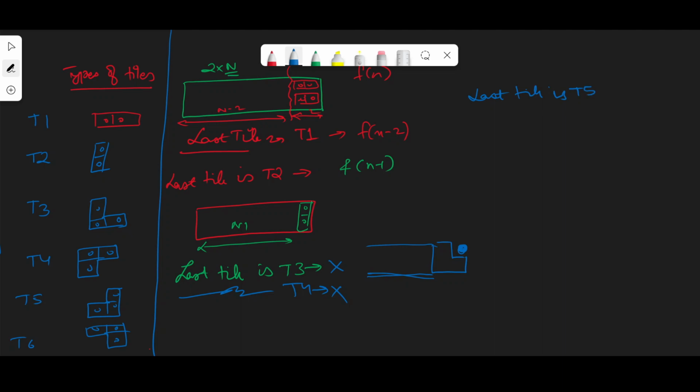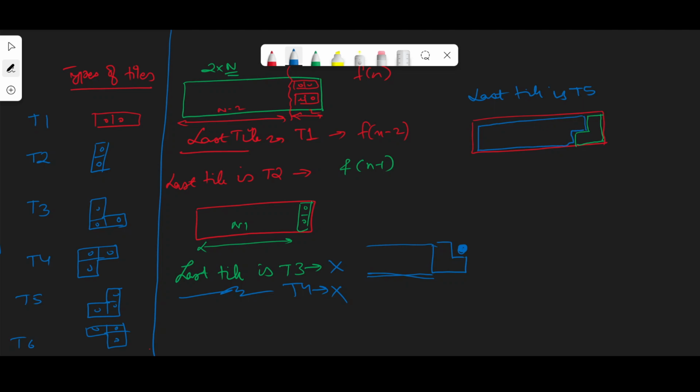So when the last tile is T5, that means you have your perfect fit, and in that perfect fit, your last tile is something like this. And so that means the remaining shape has to be something like this. And we don't know what this shape means.